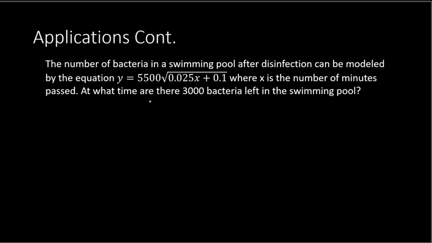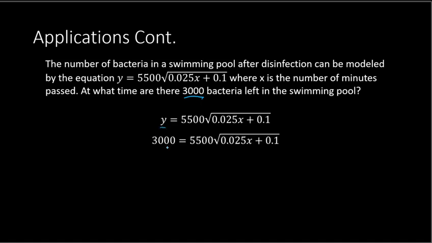So what we need to do is we need to take the initial equation, and 3,000, that is the number of bacteria, which is represented by the letter y. So you plug a 3,000 in for y, and then we can solve for x, which is the number of minutes that was passed. And that's what we're trying to find, right? At what time are there 3,000 bacteria left?